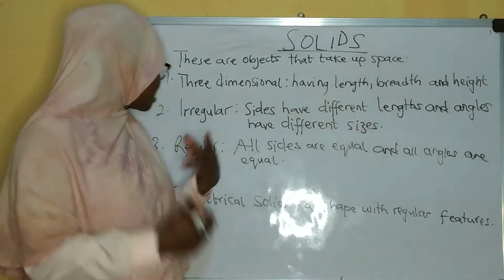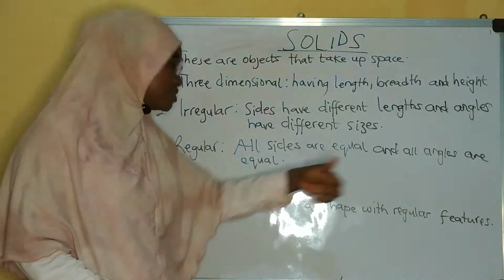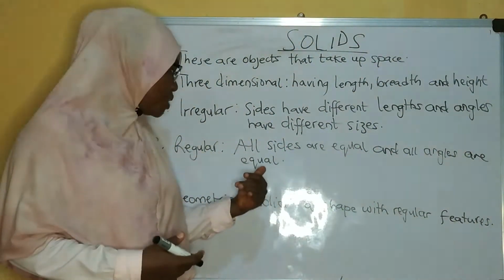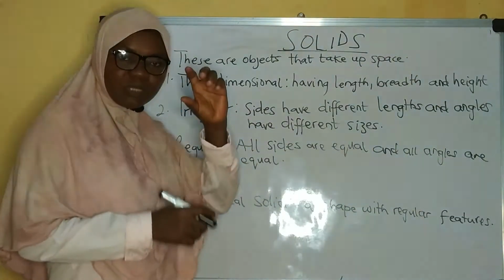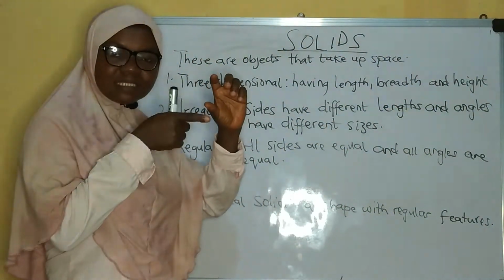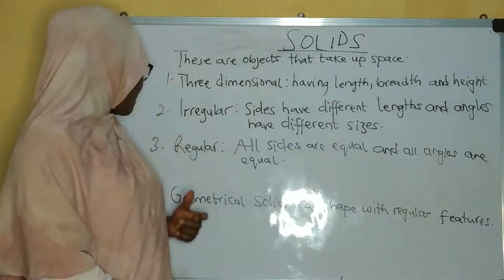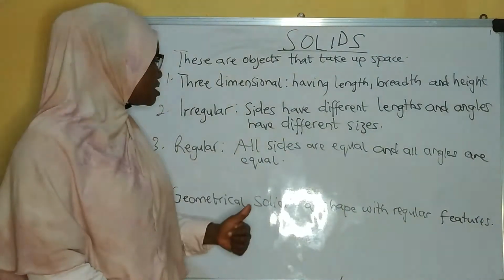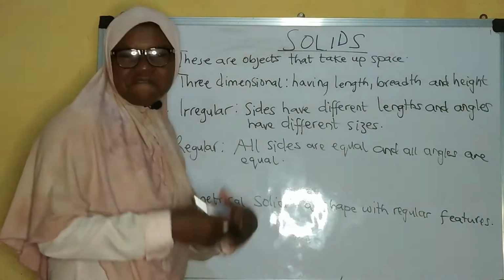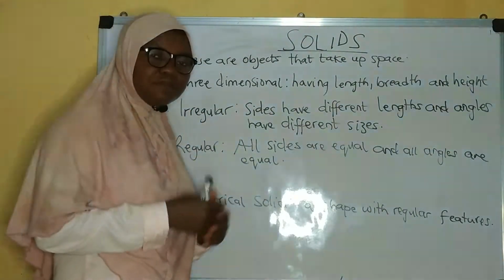Irregular solids. And then we have regular solids, where all sides are equal and all the angles are also equal. A typical example of a regular solid is a cube, like a cube of sugar, for instance. Do you understand? The length, the sides, the angles are regular, that is, they are the same. Does that make sense? Alright, the other one is geometrical solids. This one is a shape with regular features. Alright, let me show you more examples.